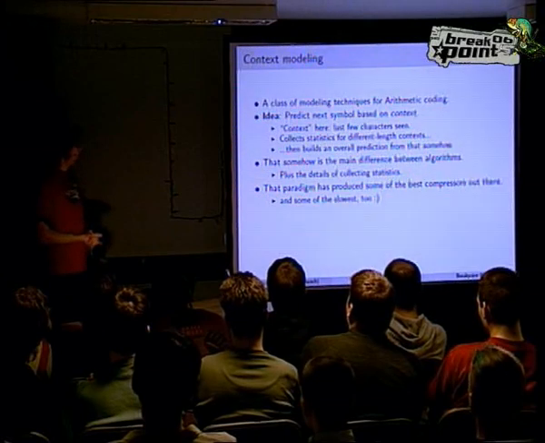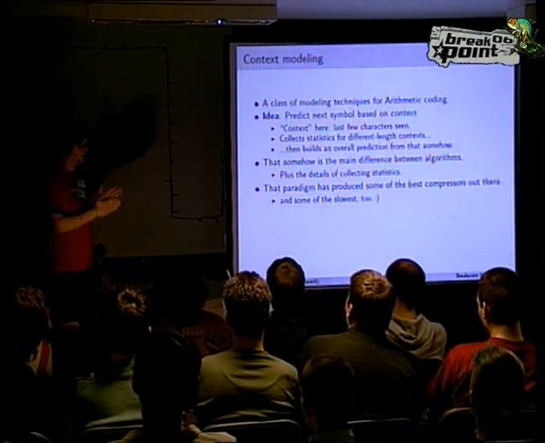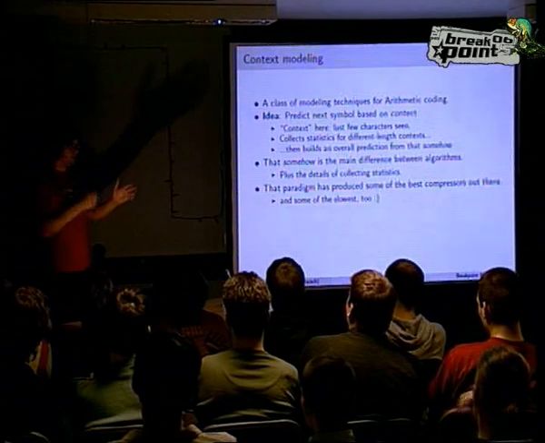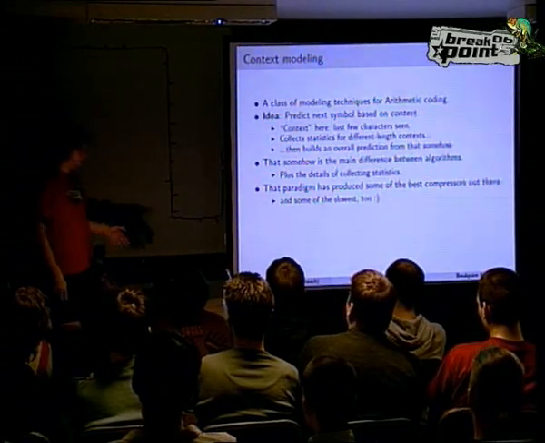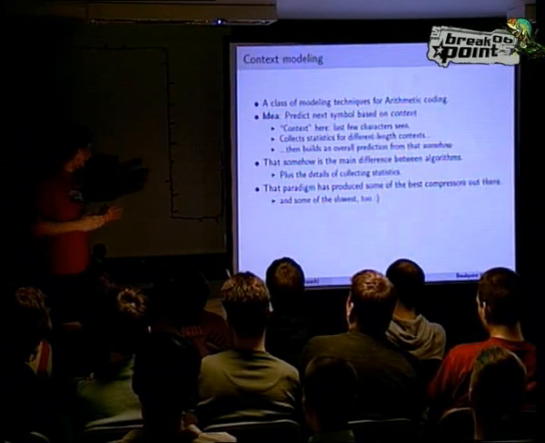But the drawback is you do a lot of work to predict individual characters. You have to look at different contexts, you have to calculate how probable each character is, you have to do arithmetic coding, so this is really, really slow.